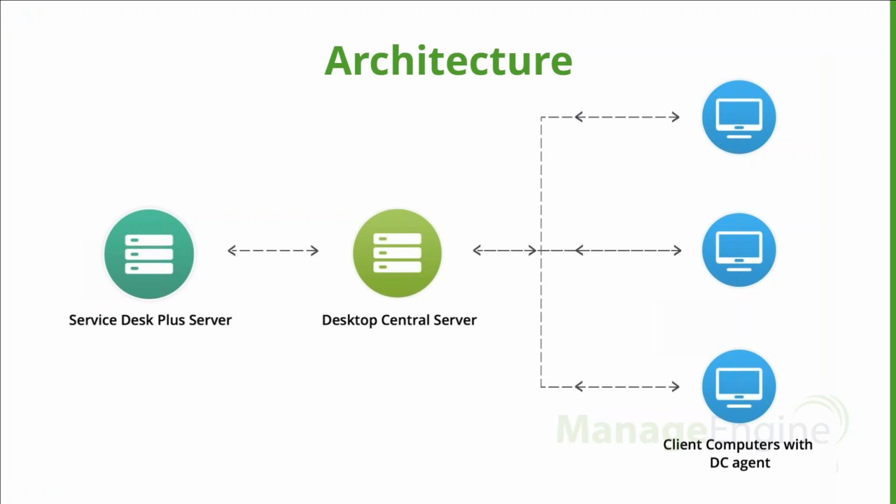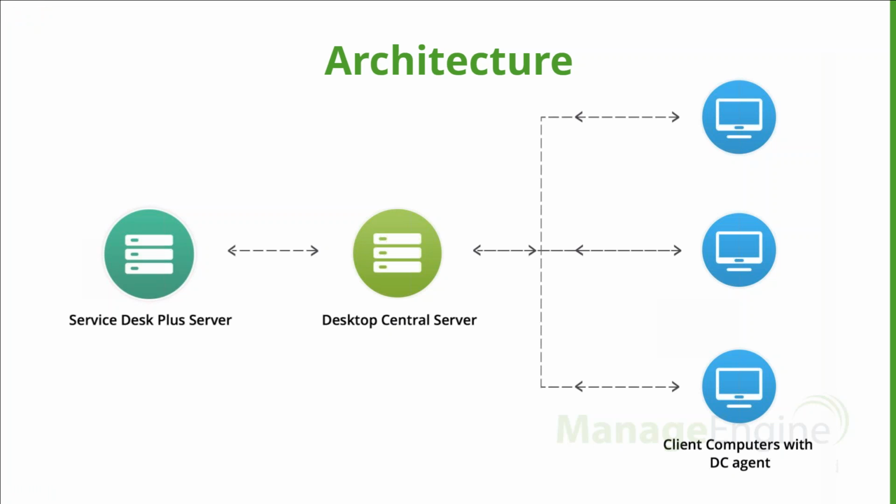For instance, when we raise a request for software deployment and we initiate software deployment from ServiceDesk Plus product, that reaches Desktop Central server, and Desktop Central server will search for the client machine, and the agent will perform the operation and send the status back to Desktop Central server, and Desktop Central server will send the status back to ServiceDesk Plus server. This is the same case for asset data as well.